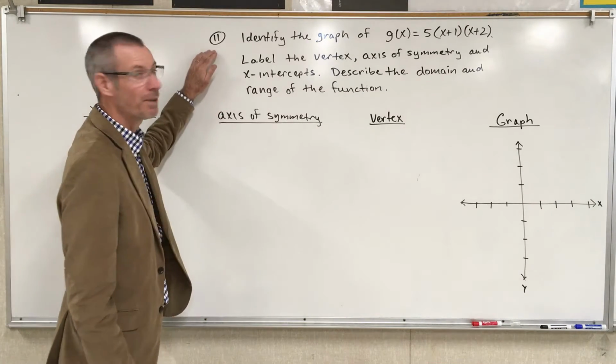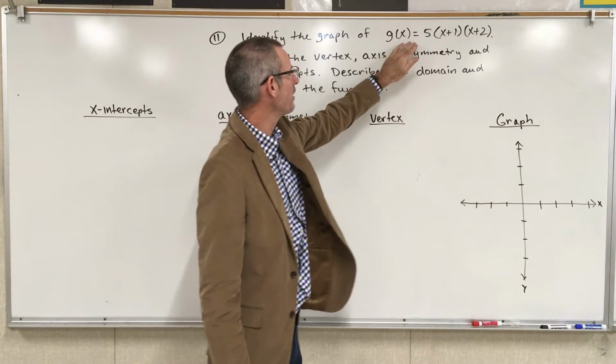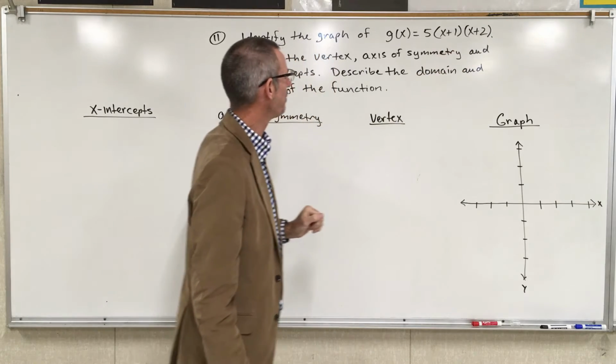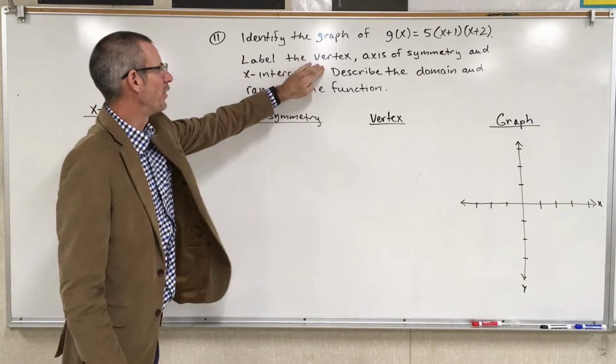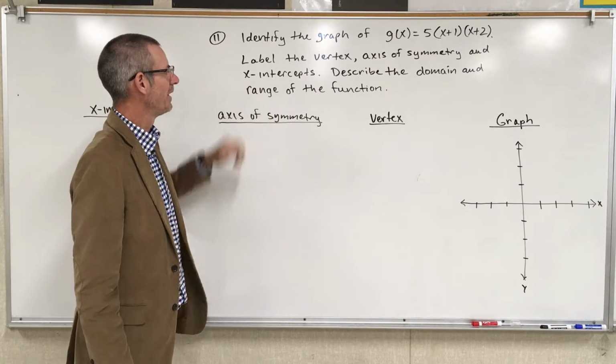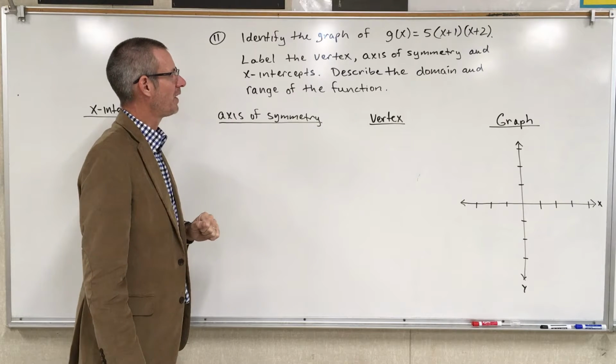Today we're going to do problem number 11. Identify the graph of g of x equals 5 times the quantity x plus 1 times the quantity x plus 2. Label the vertex, the axis of symmetry, and the x-intercepts. Then they want us to describe the domain and the range of the function.